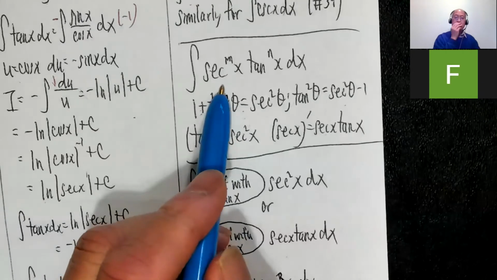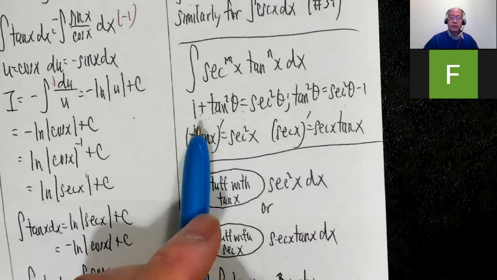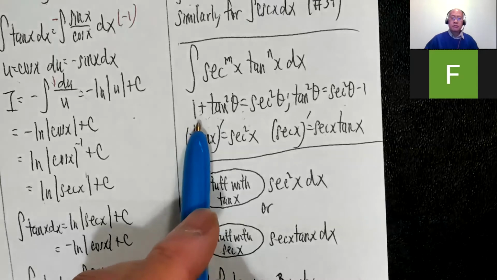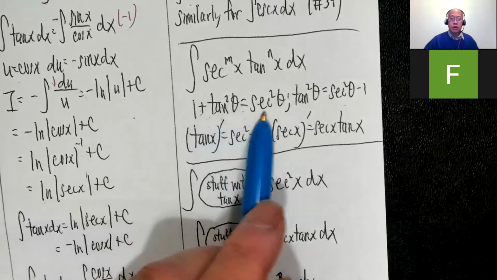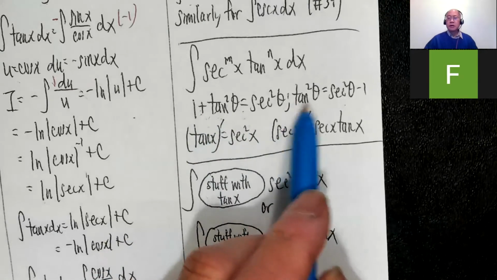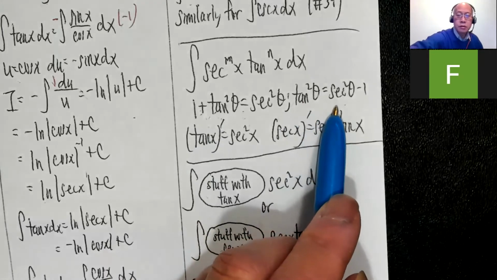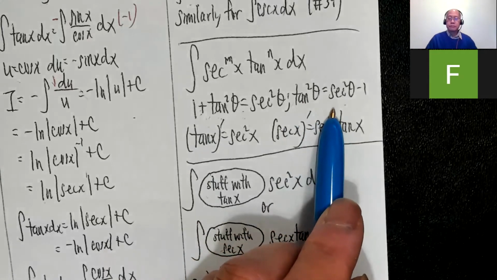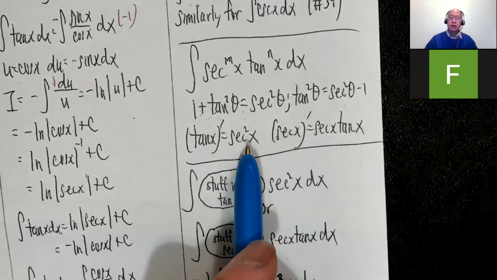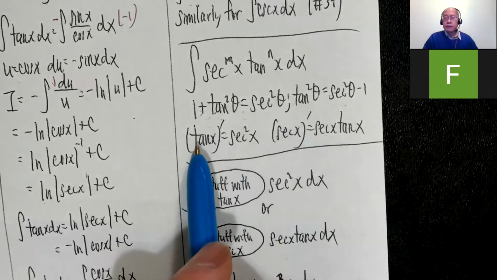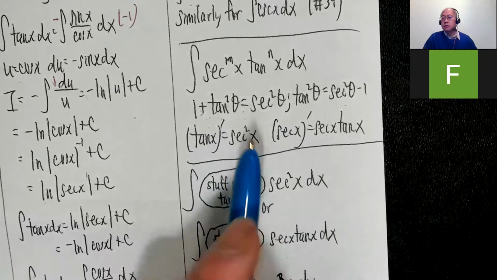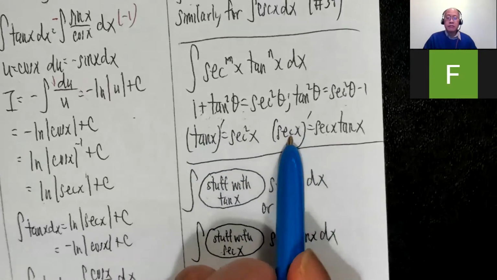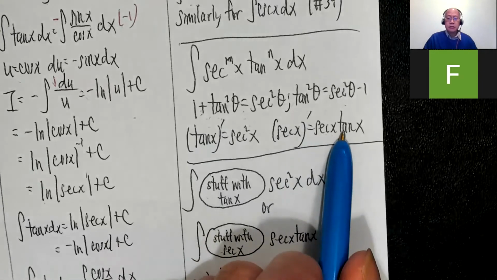So first we need to establish these identities from trig. Remember from trig, 1 plus tangent squared theta is secant squared theta. If I subtract 1 on both sides, tangent squared is equal to secant squared minus 1. Furthermore, we recall the derivatives of these: the derivative of tangent x is secant squared x, and the derivative of secant x is secant x tangent x.